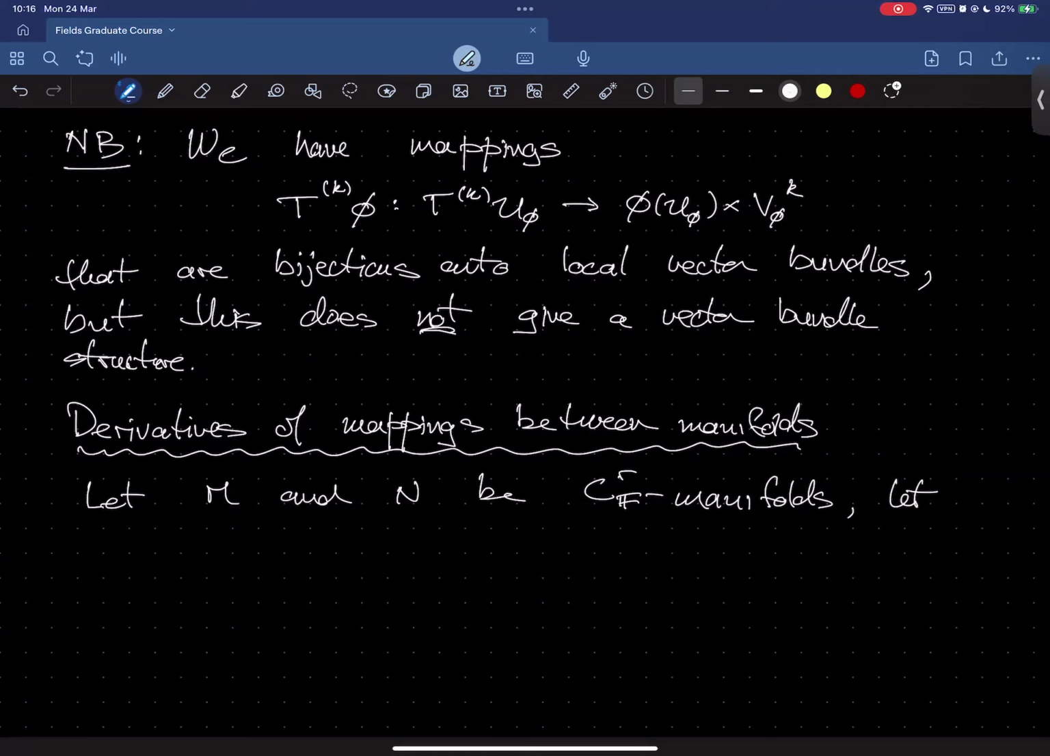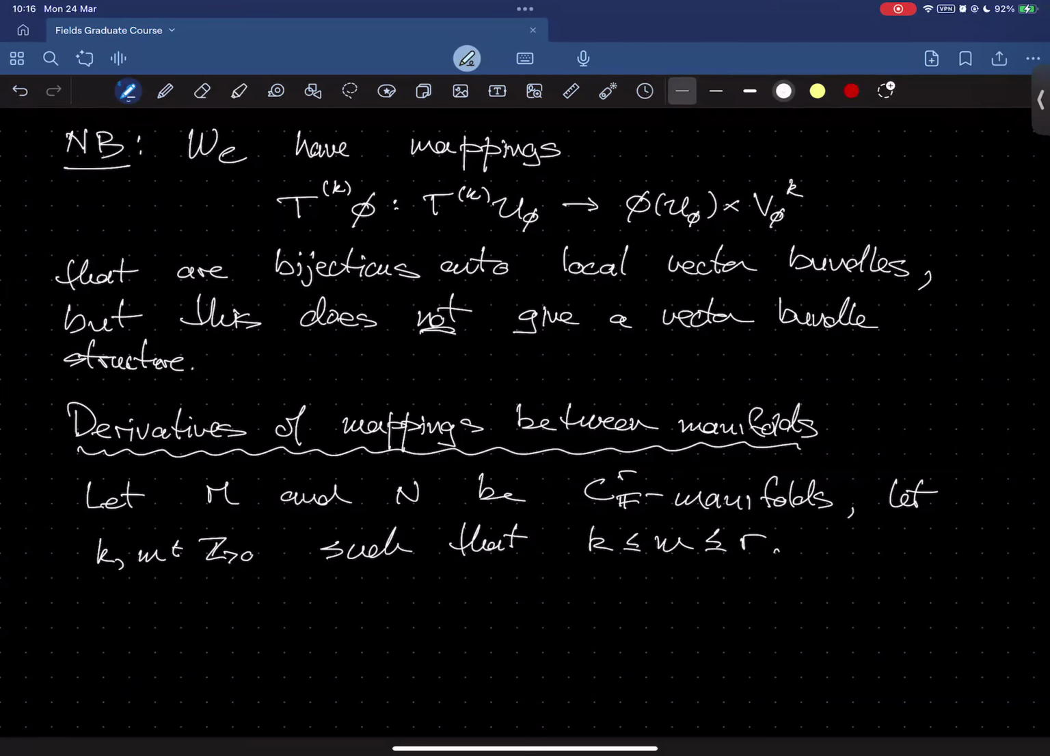All right, so we're going to allow various degrees of differentiability and derivative here. We're going to let K and M be non-negative integers such that K is less than or equal to M, and M is less than or equal to R.